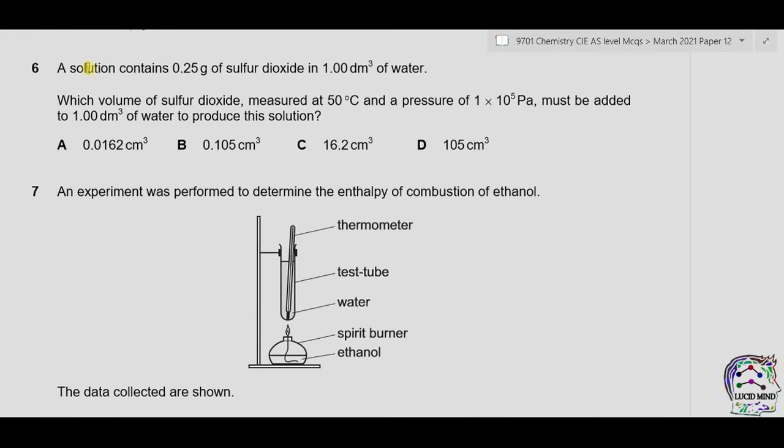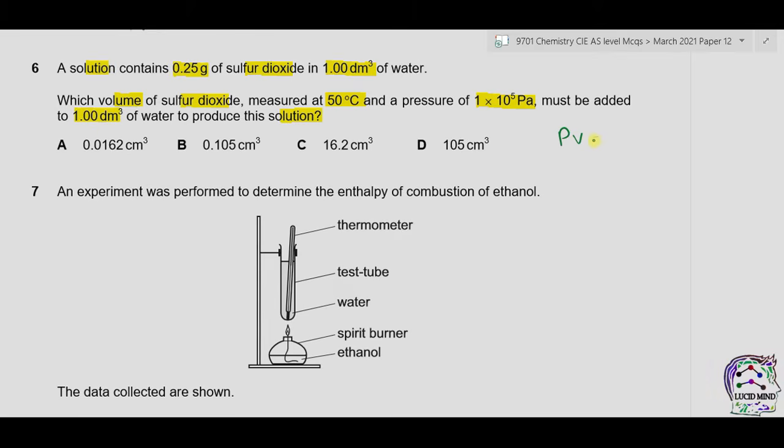Question 6. A solution contains 0.25 grams of sulfur dioxide in 1 decimeter cube of water. Which volume of sulfur dioxide measured at 50 degrees centigrade and a pressure of 1 × 10^5 pascals must be added to 1 decimeter cube of water to produce this solution? So we have to find out the volume of this gas. We have temperature, pressure, volume and mass in grams as given values, so we can use the ideal gas equation.